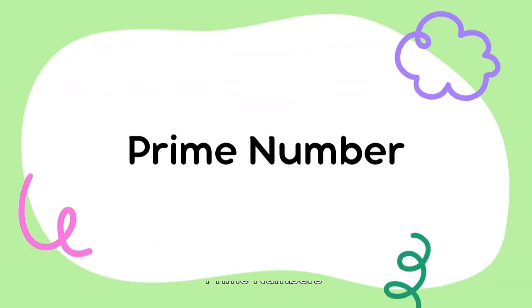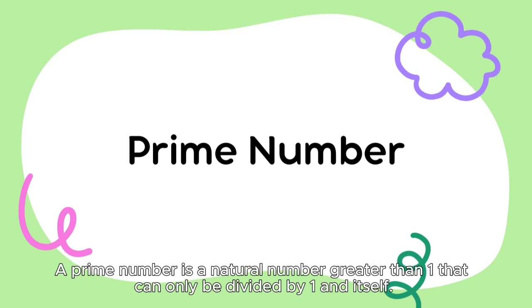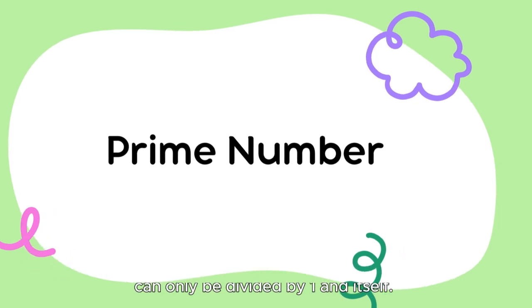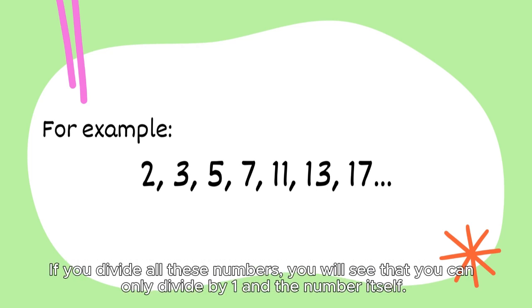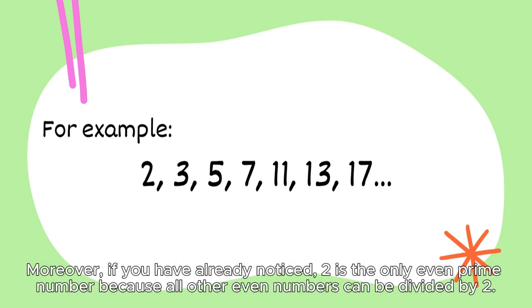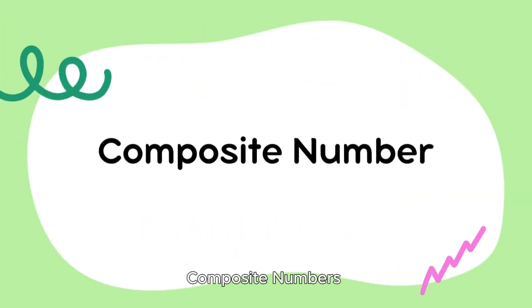Prime numbers. A prime number is a natural number greater than one that can only be divided by 1 and itself. For example, 2, 3, 5, 7, 11, 13, 17. If you divide all these numbers, you will see that you can only divide by 1 and the number itself. Moreover, if you have already noticed, 2 is the only even prime number because all other even numbers can be divided by 2.